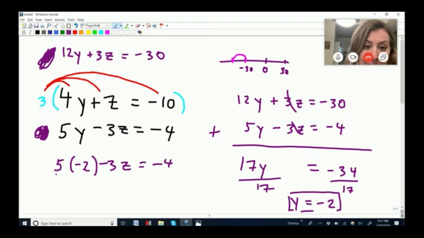Good. And then what do I do? You're going to multiply that. Good. So 5 times -2 is going to be -10. Love it. Minus 3z equals -4.